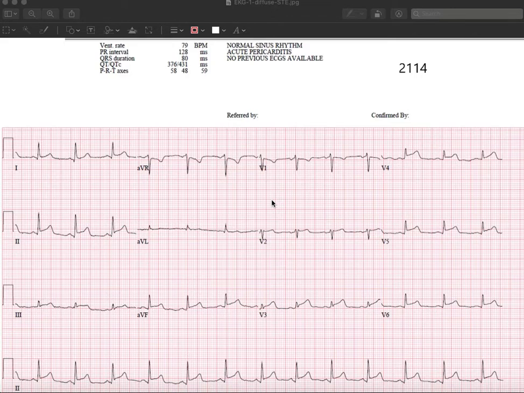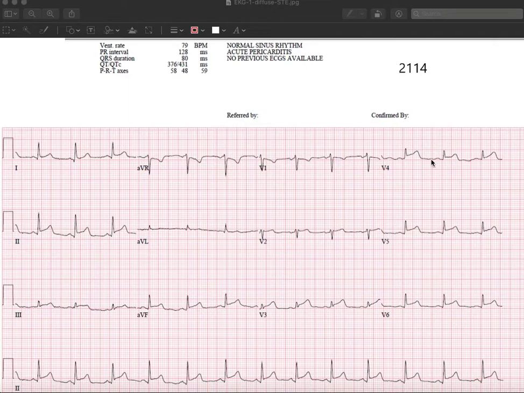So, just to start, this patient is a 50-year-old woman presented with substernal chest pain radiating to her left axilla. An ECG was done on the patient, and the ECG machine showed that this patient had acute pericarditis. So the machine diagnosed it as acute pericarditis.